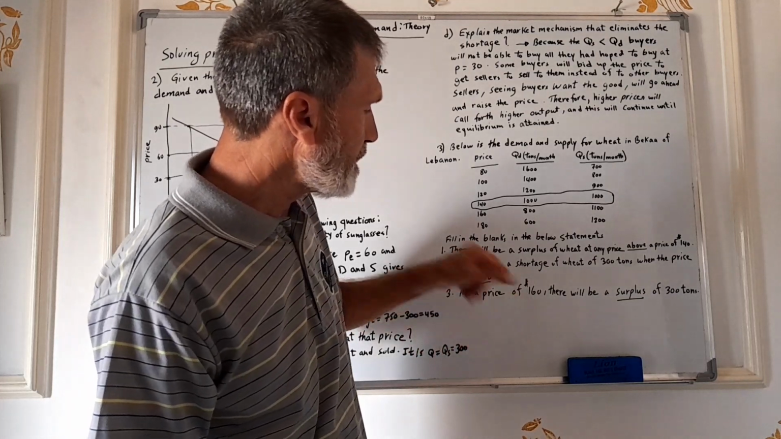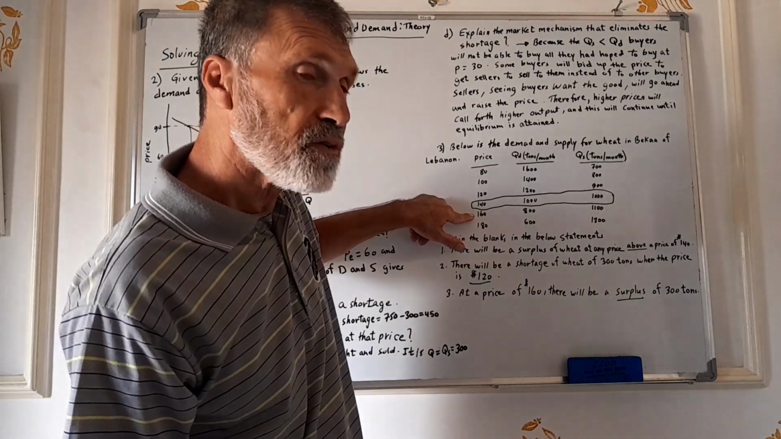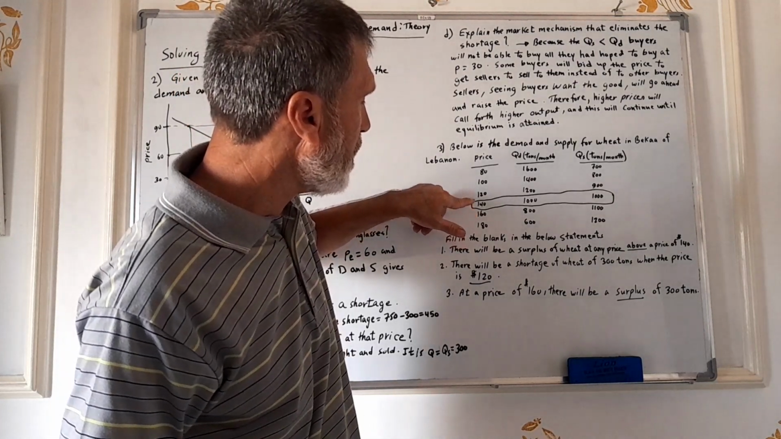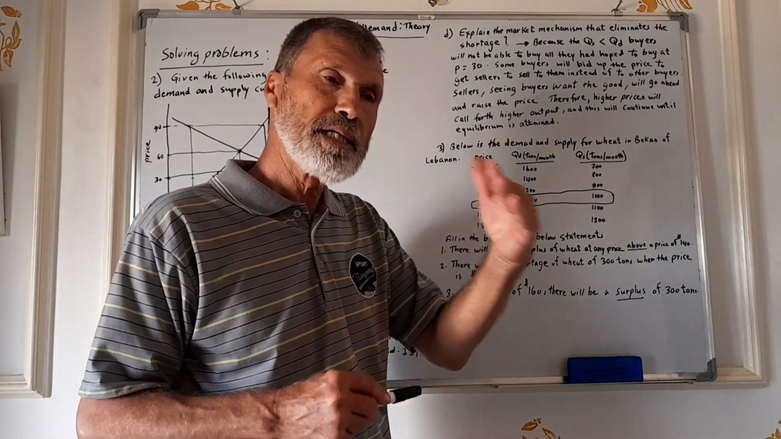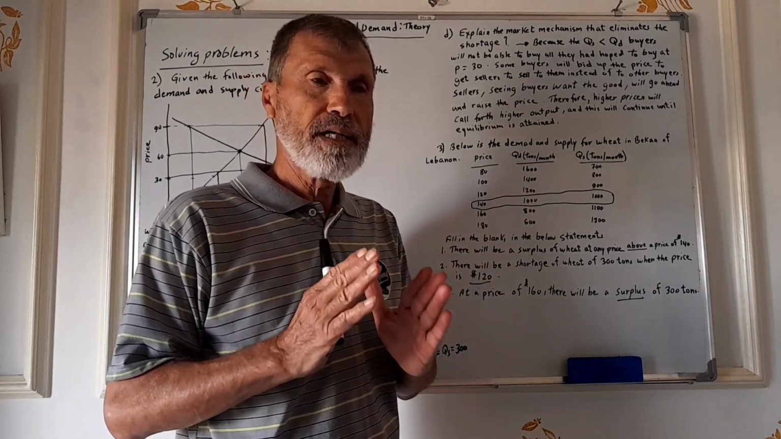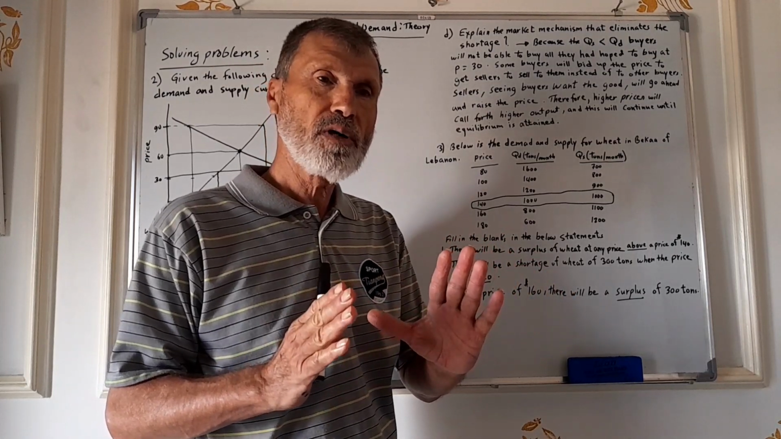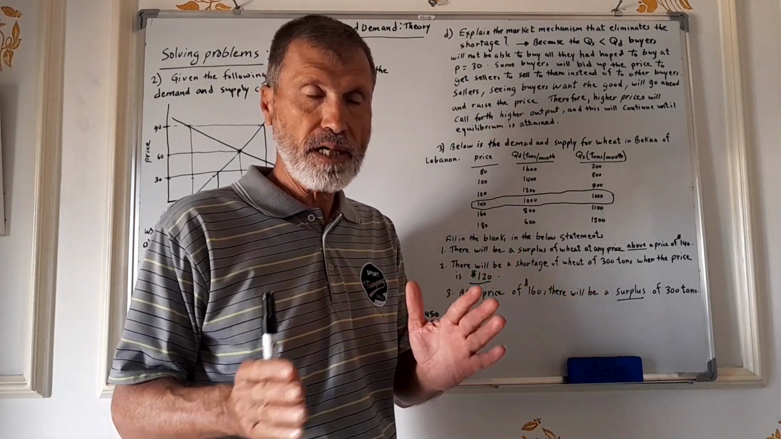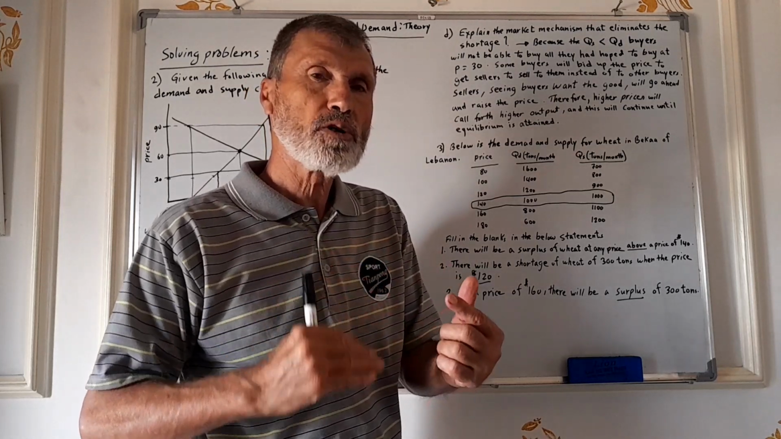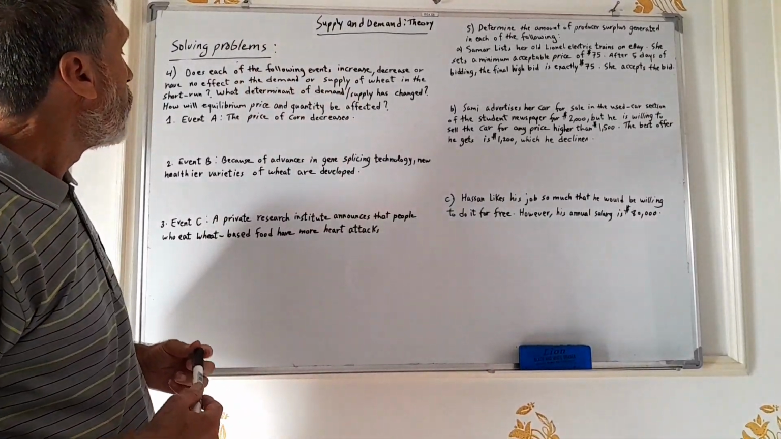At the price of 160, there will be what? Because 160 is above 140, we're going to have a surplus. Simple as that. At the price of 160, we have a surplus because 160 is above the equilibrium price, which is 140. So whenever the question asks you to look for a surplus or a shortage, if you have the demand and supply data, first locate the equilibrium price. Then any price below the equilibrium price will give you a shortage, and any price above it will give you a surplus. Now we move to problem four.